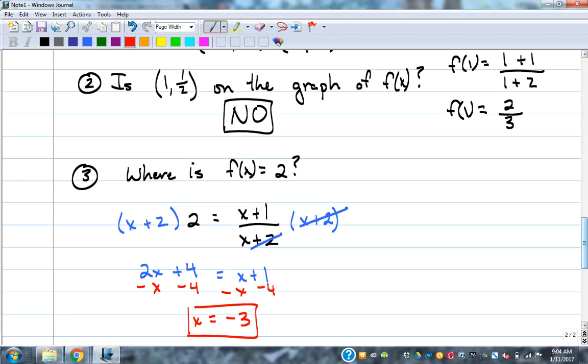So instead, my equation was f of x equals x plus 1 over x plus 2. Well, I've replaced f of x with 2, and I've got an equation to solve. So I'm just replacing what they give me. Here, I could have replaced either one, but it was easier to replace the x with 1 and do the math than it was to try to solve that thing for x. This, I didn't have a choice. So x equals negative 3. That's the only place that f of x is equal to 2.